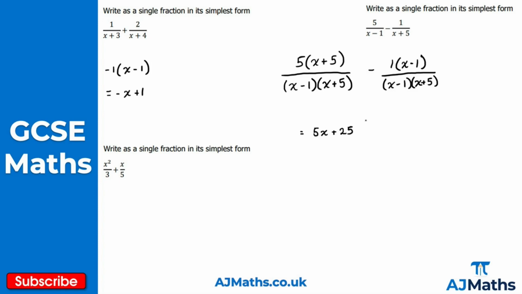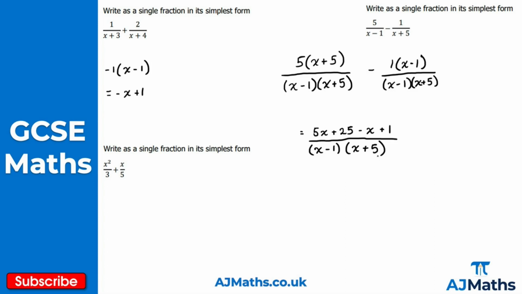Okay, so that's 5x plus 25 minus x plus 1. And this will all be over now this product here. So x minus 1 times x plus 5.